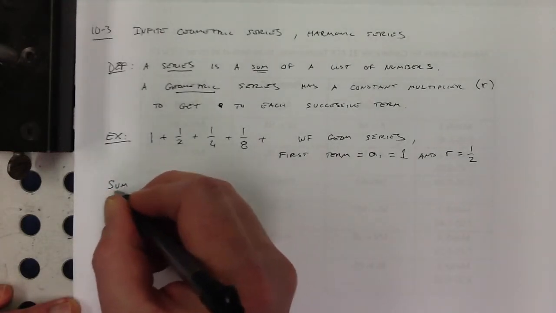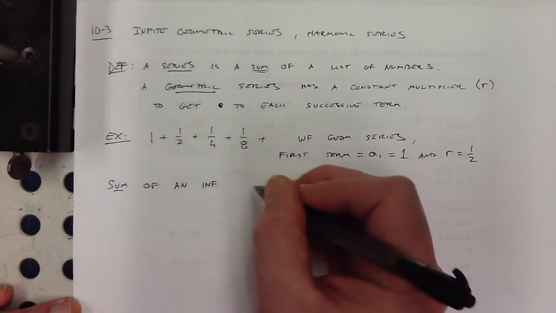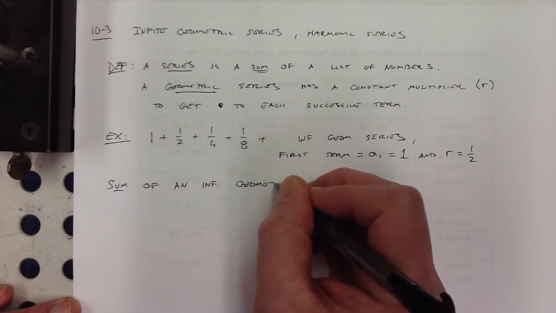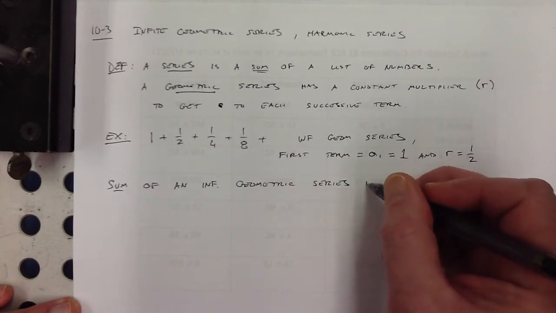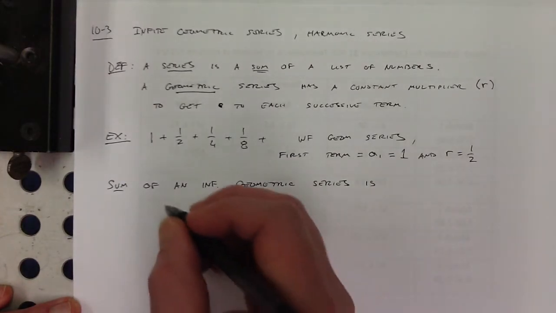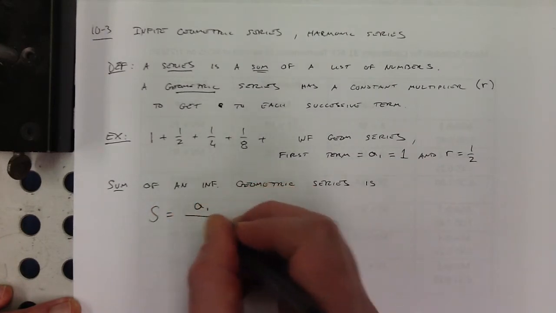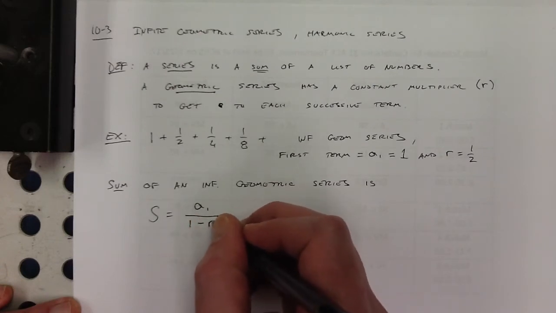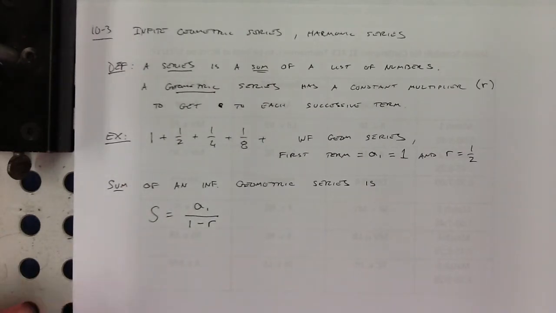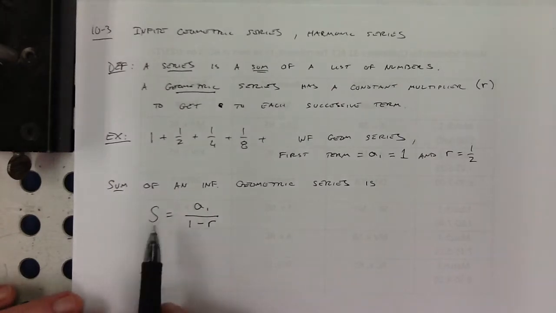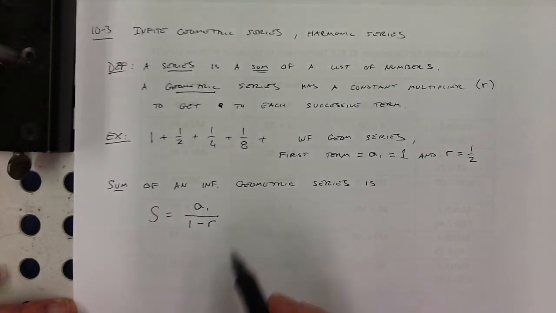The sum of an infinite geometric series is equal to the first term over 1 minus the multiplier. This is a very important formula. Maybe you remember that, maybe you vaguely remember that, but you need to definitely get that tattooed onto your brain. We're going to use that a lot. That comes up quite a bit.